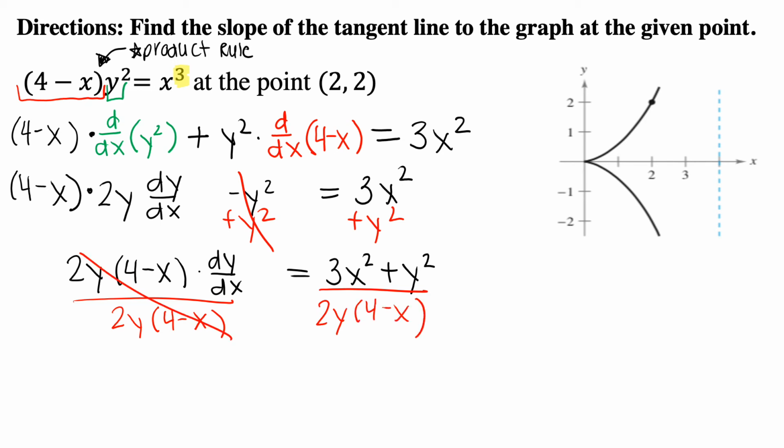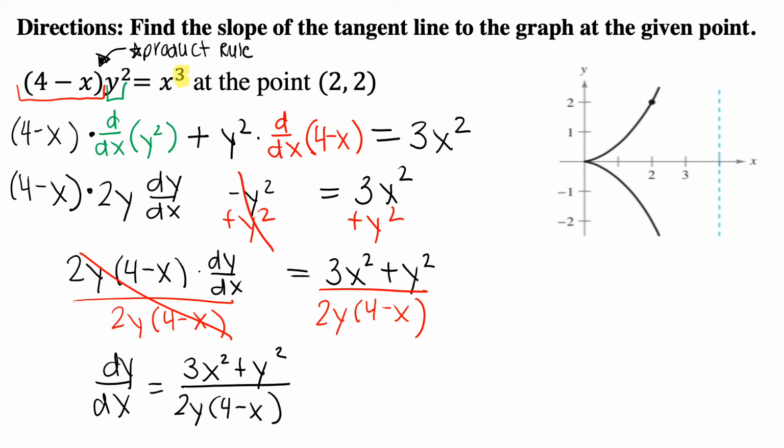So I can write dy dx as 3x squared plus y squared over 2y times 4 minus x. Again, you can simplify that, but because I know I'm going to be plugging in a second, I'm going to leave it just a little bit easier for my mental math. Here we're looking at the point 2, 2, so they give us an x and they give us a y that we need to plug in.